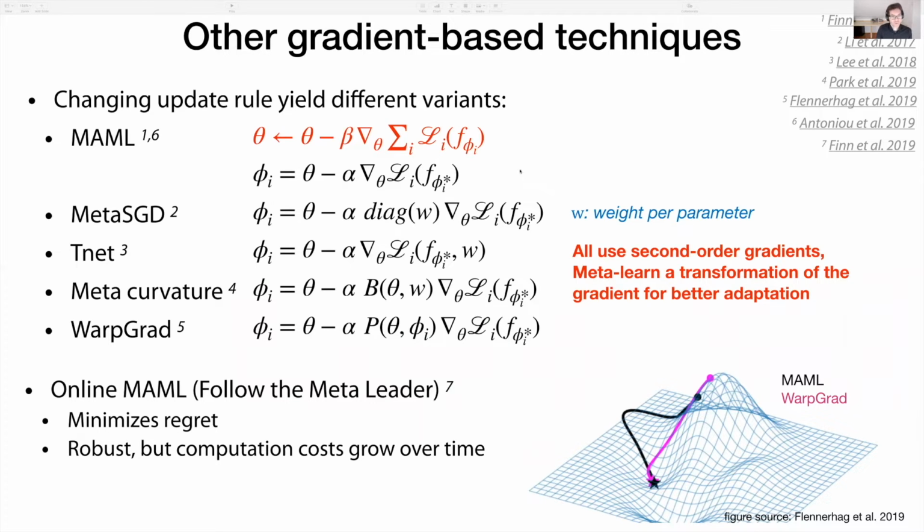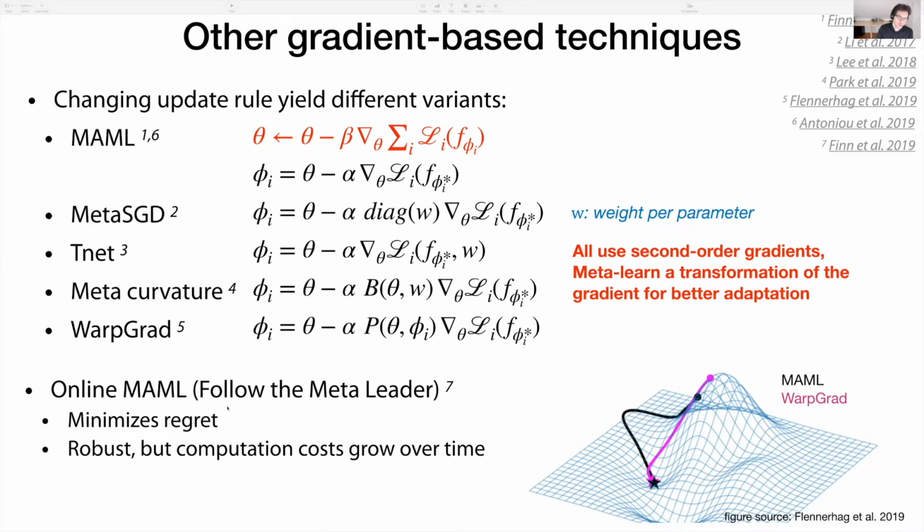Some of them do things like learning weights per parameter, because obviously in neural nets, some parameters are more important than other ones. And so we can learn different weights for different parameters, which will effectively lead to different learning rates for different parameters, which is reminiscent of many ways to improve gradient descent. We can also do things like curvature and warping, where we change the shape of the loss surface so that at test time, our gradient updates will be very fast, will be better.